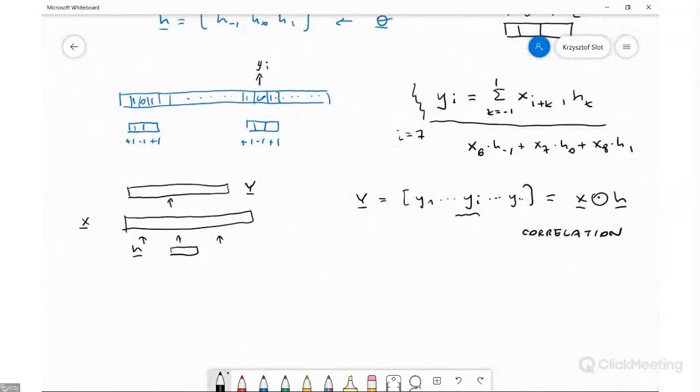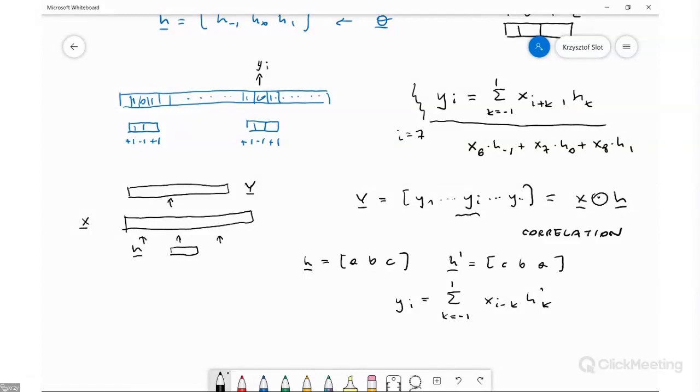If I make a very simple modification, let's assume that my filter, or my vector H, is composed of three numbers: A, B, and C. If I flip it, so I produce a vector CBA, I can get exactly the same result if I use a formula that is just slightly modified with respect to the previous one. So the result is identical.